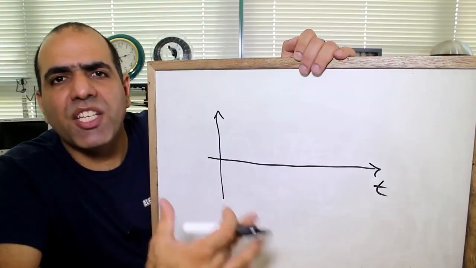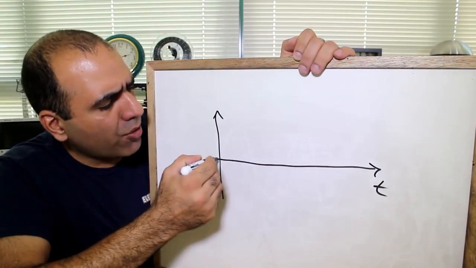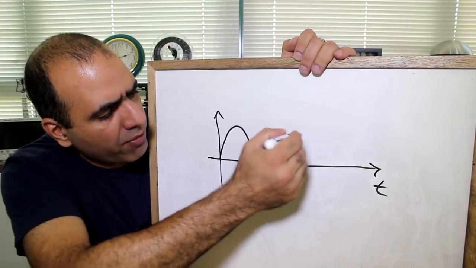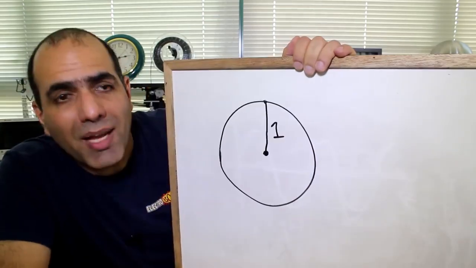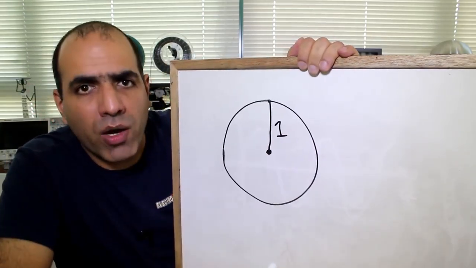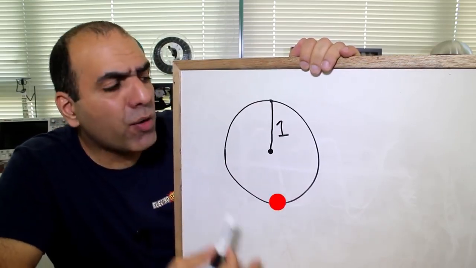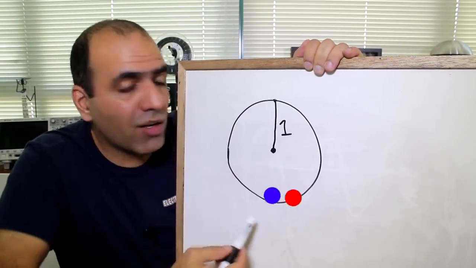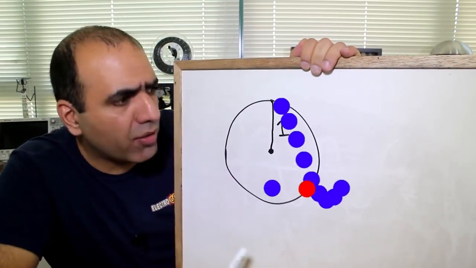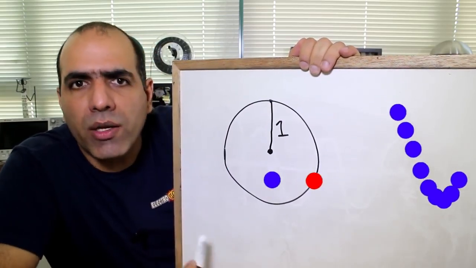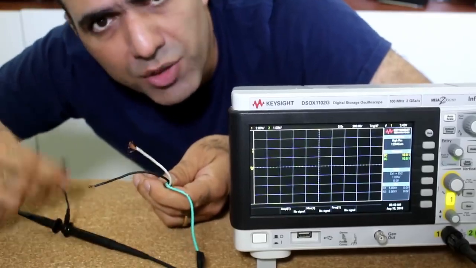Now, the most basic alternating waveform is a sinusoidal waveform or sine wave, which looks like this. Imagine you have a circle with a radius of 1 and a dot that's moving around its perimeter at a fixed speed. Now, if you look at the shadow of the dot on the vertical axis and plot it in time, you will have a sine wave with a magnitude of 1. And as you all know, the city voltage is a sine wave.